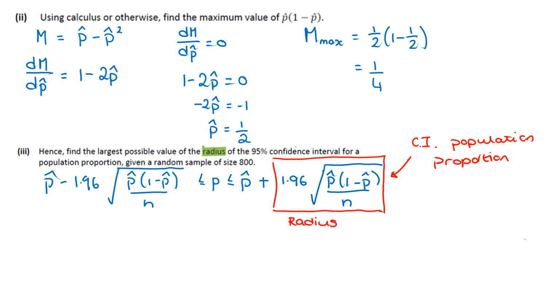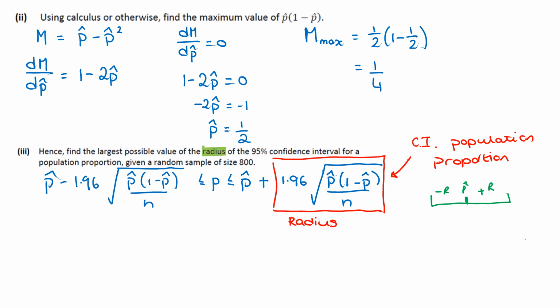It's effectively the radius. If we think about that drawn out, here's our P, and we end up with P hat in the middle, and the P hat is going to have a plus the radius and then minus the radius to get to the edge of both of our confidence intervals. So when they talk about radius, that's what they're talking about.